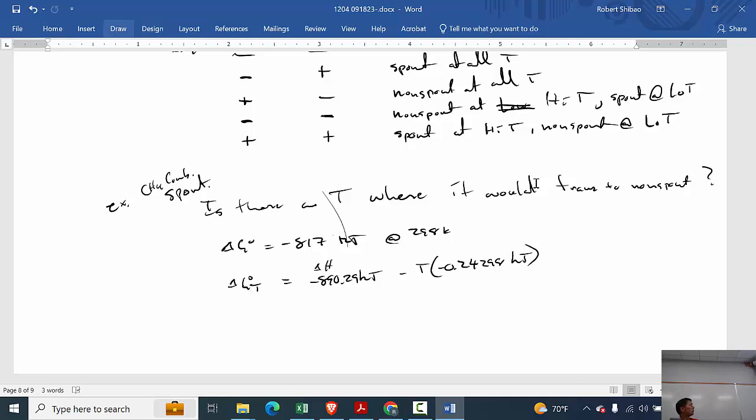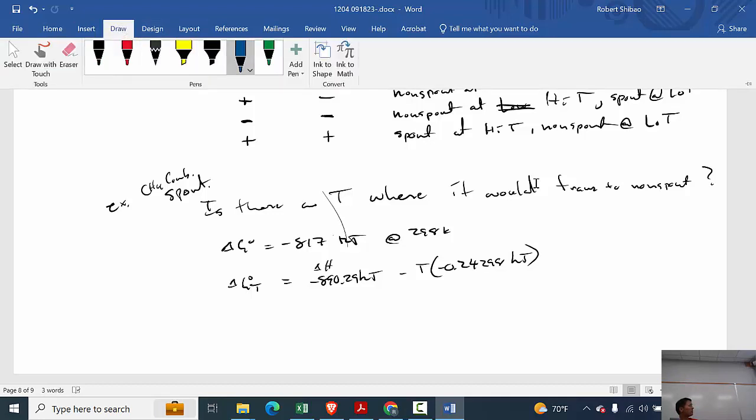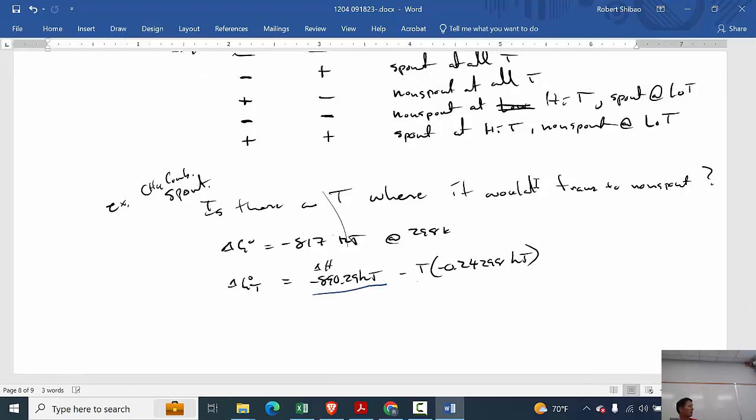If I want the temperature, all I have to do is cancel out this negative. How do I cancel out that negative? I make this positive. If I can make this positive 890.29, then I'm at 0. So all I have to do is get a temperature greater than this to make this number bigger. If I make this a little bit bigger than 890.29, then this whole thing is going to go positive, and it's going to be non-spontaneous. So this is where it transitions.